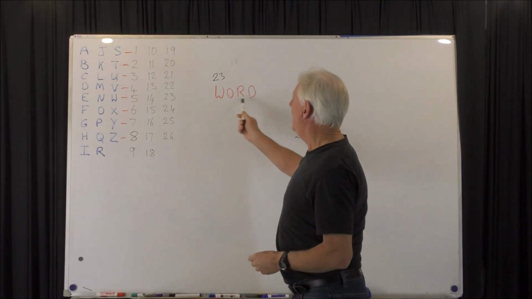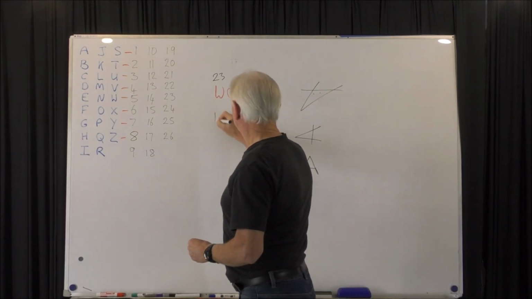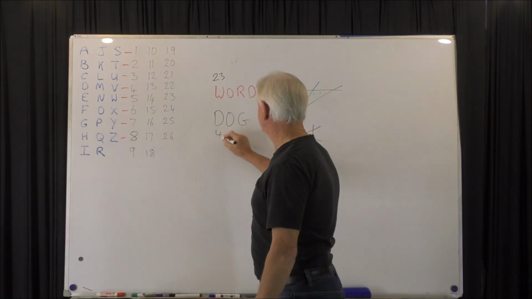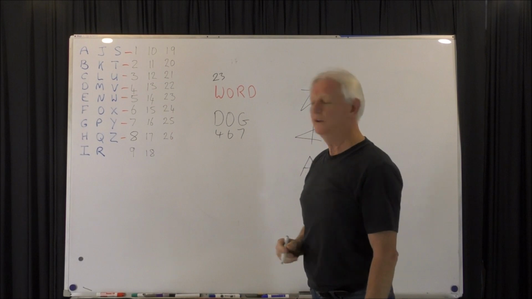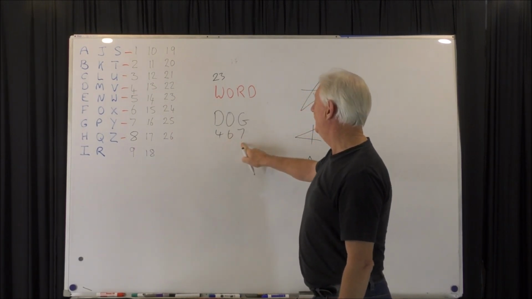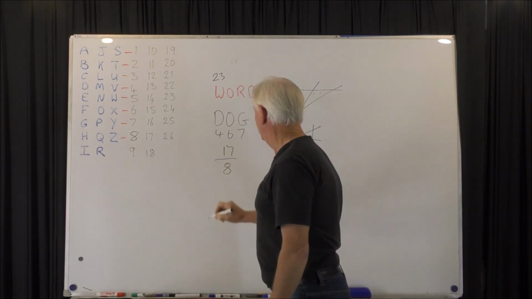Now, when you have a word, it's made up of more than one letter, and so therefore, if I put dog up there, and those are the other numbers underneath those letters there. 4 plus 6 is 10, and 7 is 17. 1 plus 7 reduces to 8.